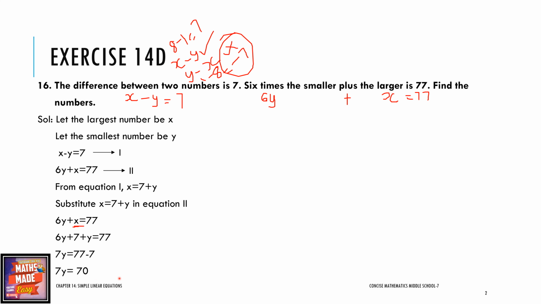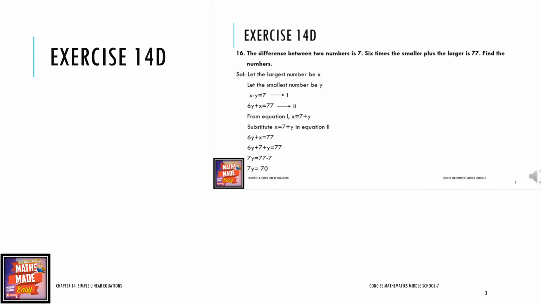Now we have to find the value of y. So we have to get the 7 to the other side. When it comes to the other side, it becomes division, because the sign between the 7 and y is multiplication. So multiplication coming to the other side becomes division. 7 ones are 7, 7 tens are 70. So the y value is 10.